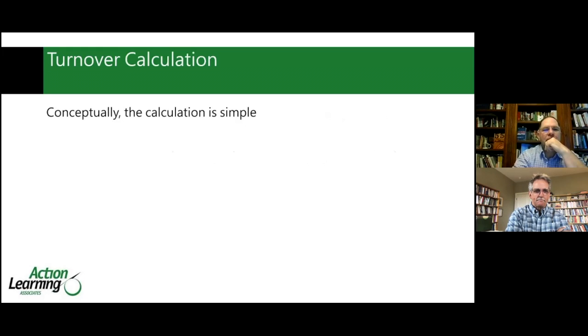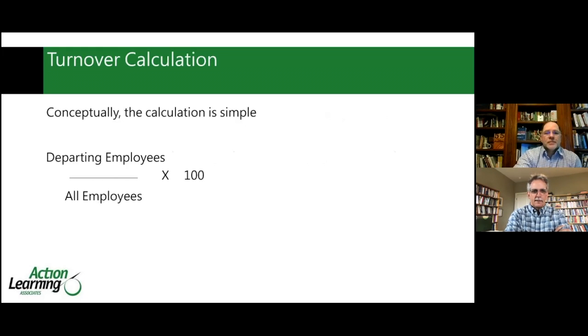Okay. All right, so conceptually, the calculation is simple. The departing number of employees divided by all employees times 100 gives you a percentage. So in this case, 10 divided by 100 times 100 is 10%. I can follow this one. That's pretty simple.